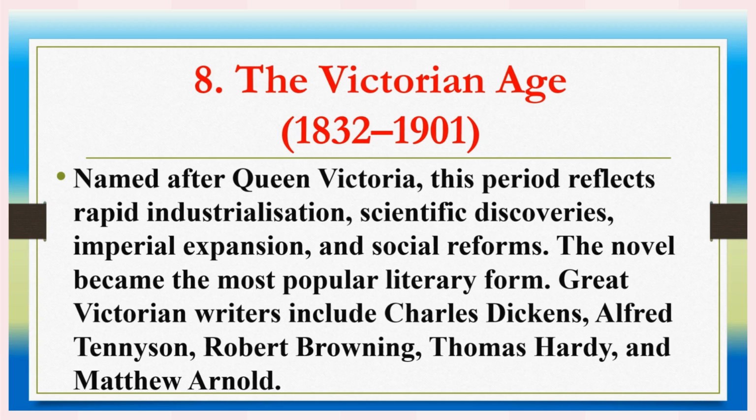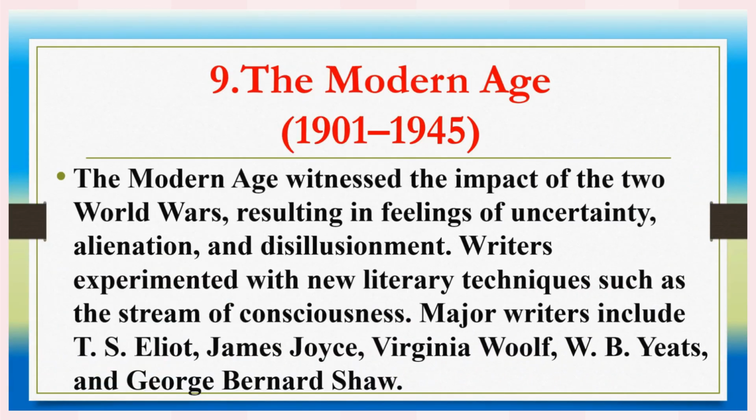The Modern Age from 1901 to 1945. The Modern Age witnessed the impact of the two world wars, resulting in feelings of uncertainty, alienation, and disillusionment. Writers experimented with new literary techniques such as the stream of consciousness. Major writers include T.S. Eliot, James Joyce, Virginia Woolf, W.B. Yeats, and George Bernard Shaw.